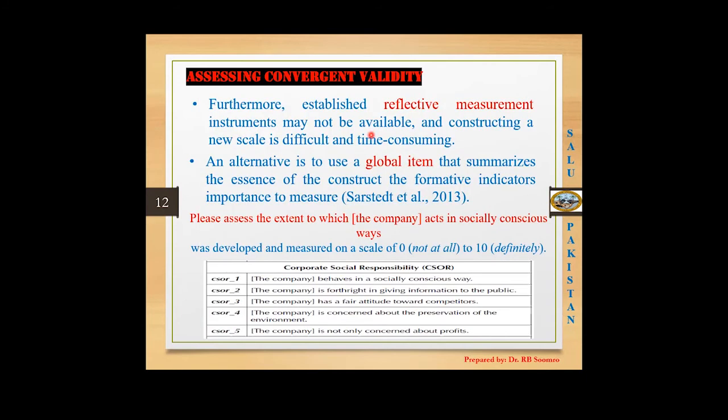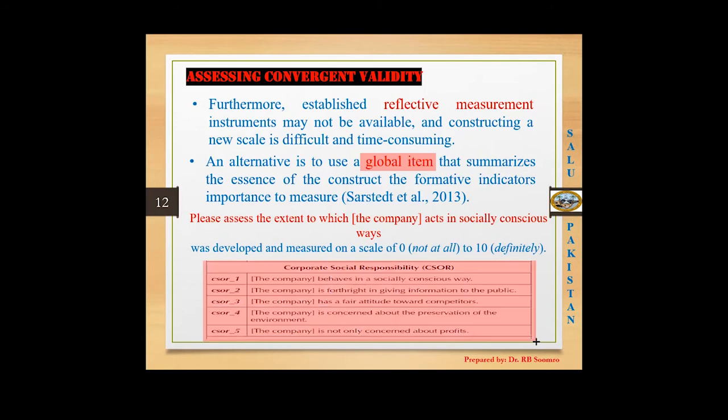If a reflective measure is not available, the solution to this problem is to develop a global item, one single item. Compare this: it is one item. Please assess the extent to which company XYZ, whatever the company, acts in a socially conscious way. The scale is from 0, not at all, to 1, definitely. So this is the one question.